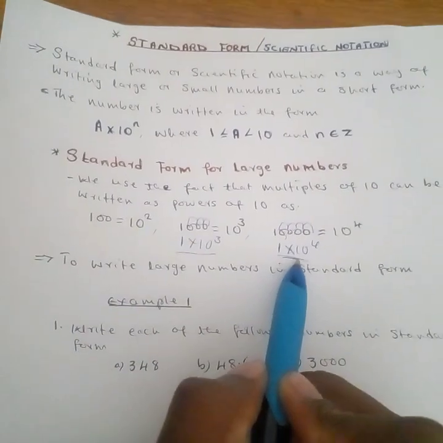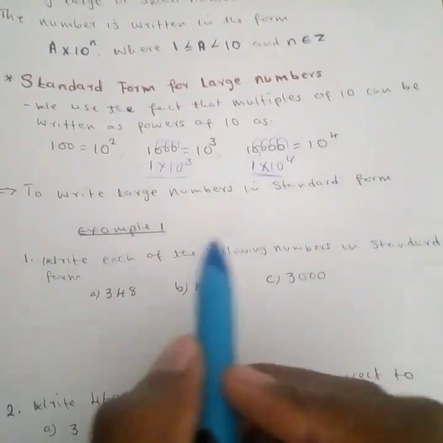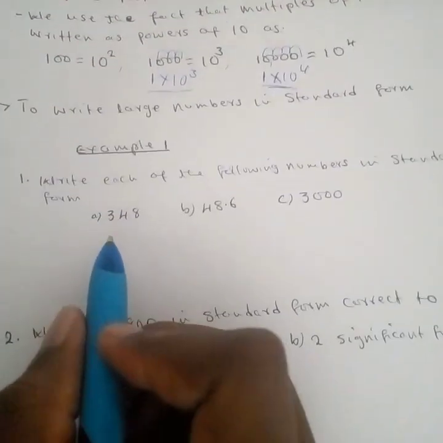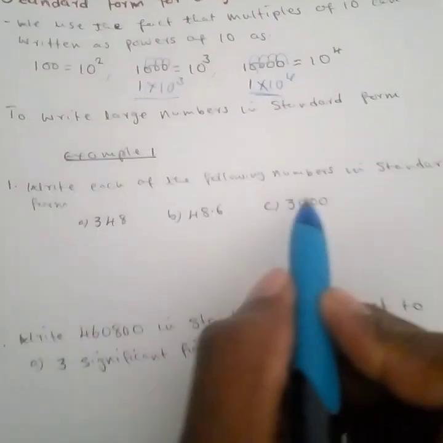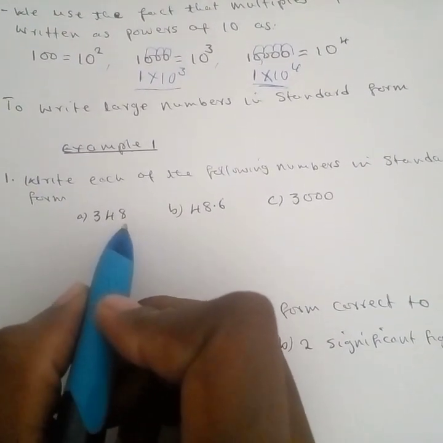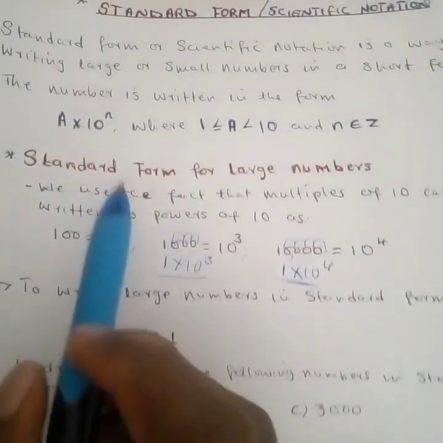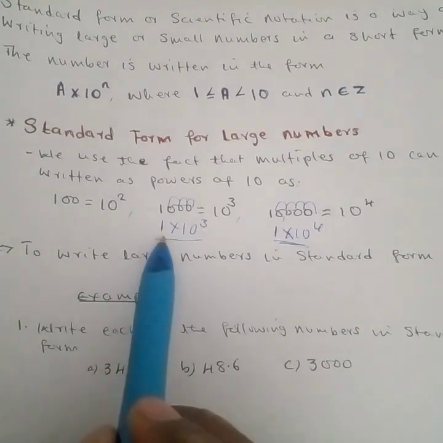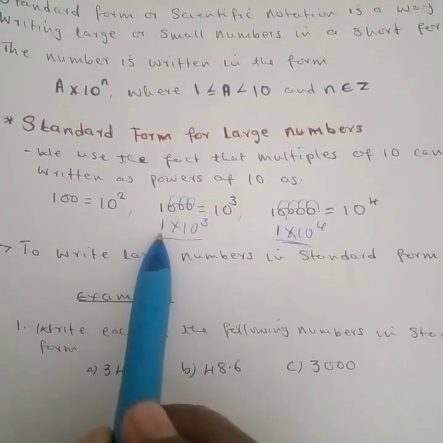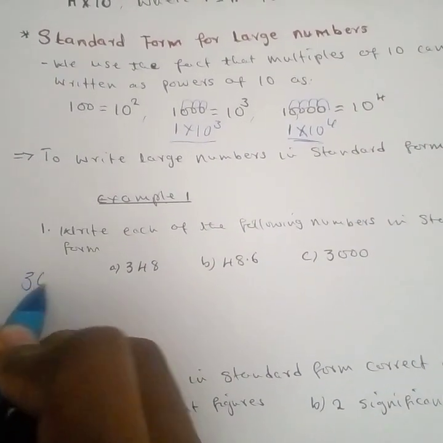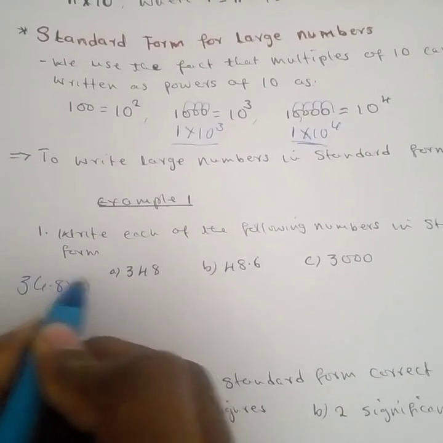Okay, so now let's proceed to writing large numbers in standard form. Example number 1. Write each of the following numbers in standard form. We have 348. How do I write 348 in standard form? Keeping in mind that whatever I write should look in this manner, and despite how big the number is, it should be reduced to 1 digit on this side times 10 to power n. For instance, we cannot write 34.8 times 10 to power 2.